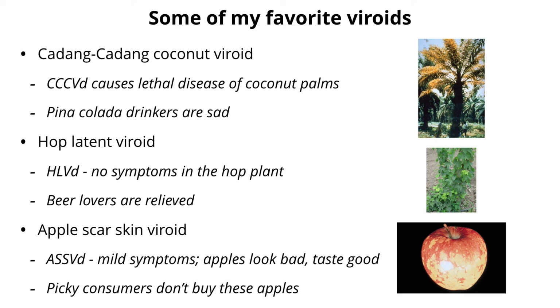And then we have apple scar skin viroid. It causes mild symptoms, mainly in the coloration of the skin. And if you've ever seen these in a supermarket, or if you ever do, now you'll know what's causing this mottled look. And they're fine. They don't taste any different. There's nothing wrong with them. You're not going to get a viroid infection if you eat them, but people don't like to buy them so they often don't go to market.